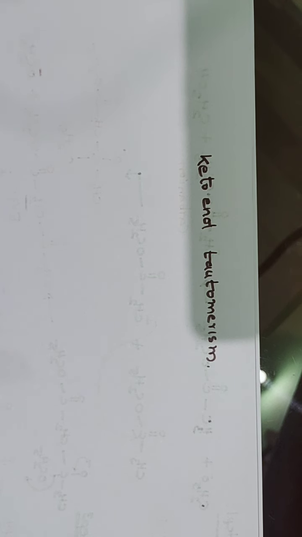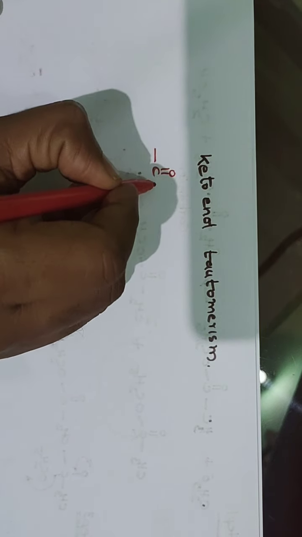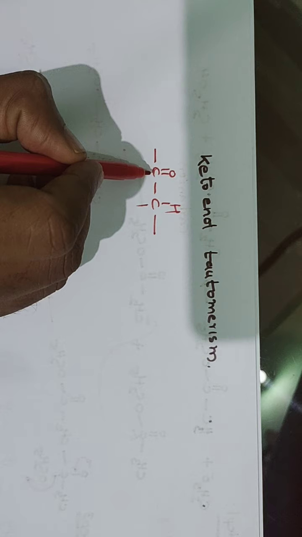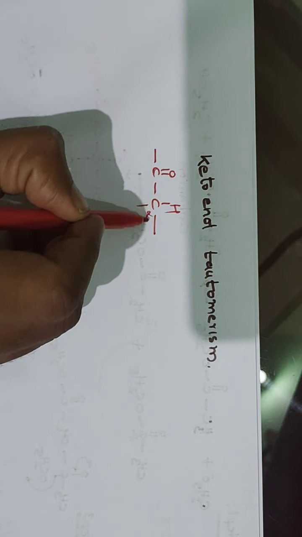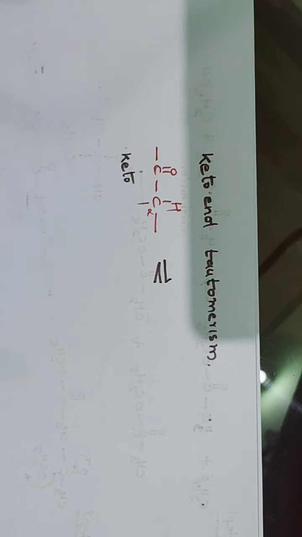Keto-enol tautomerism is one type of tautomerism. Generally, carbonyl compounds containing alpha hydrogens exhibit keto-enol tautomerism. For example, in these compounds we have C double bond O. This is the carbonyl group. The next carbon is the alpha carbon, and the hydrogen on it is called alpha hydrogen. So carbonyl groups containing alpha hydrogen exhibit this type of tautomerism. This is called the keto form.